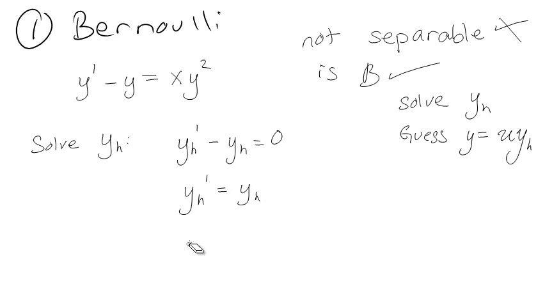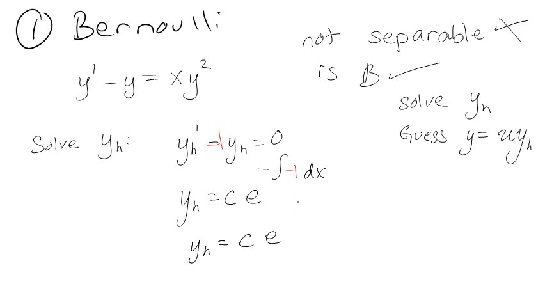I just know the general solution to that because this matches a whole bunch of stuff. The general form to this kind of problem is y homogeneous is a constant times e to the negative integral of the coefficient in front of here. The coefficient in front of here is -1. So negative -1 dx. So y homogeneous is equal to c times e to the integral of 1 dx, which is just e to the x.